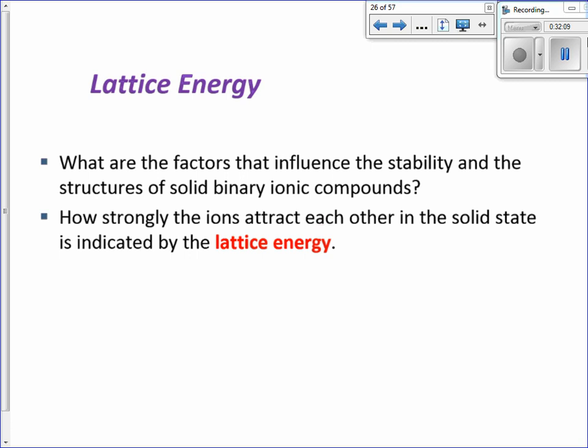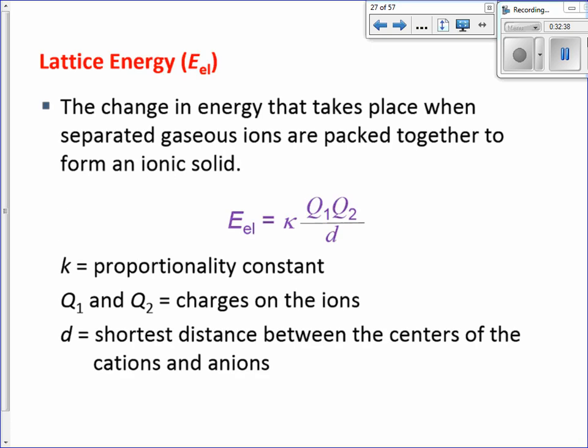And you're going to have to be able to tell some things from the lattice energy about the strength of the ionic compound, its melting points, its boiling points, generally be able to trend that based off of the lattice energy. Now, there is an equation for it, although you don't have to memorize the equation. You just have to be able to understand the conceptual nature of the equation, because we're not actually going to have you calculate with it.